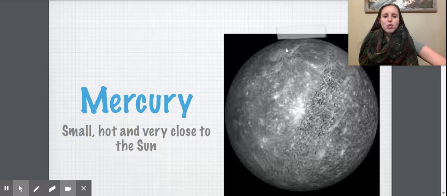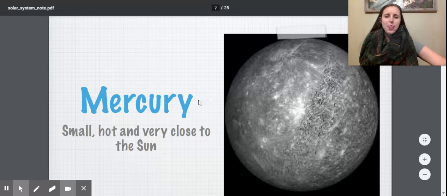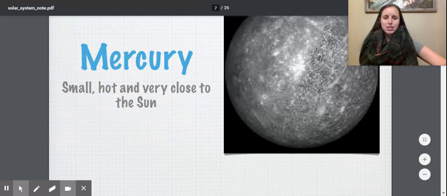So, a little bit about Mercury. Mercury is the closest planet to the sun. Mercury is small, hot, and the reason it's so hot is because of how close it is to the sun.